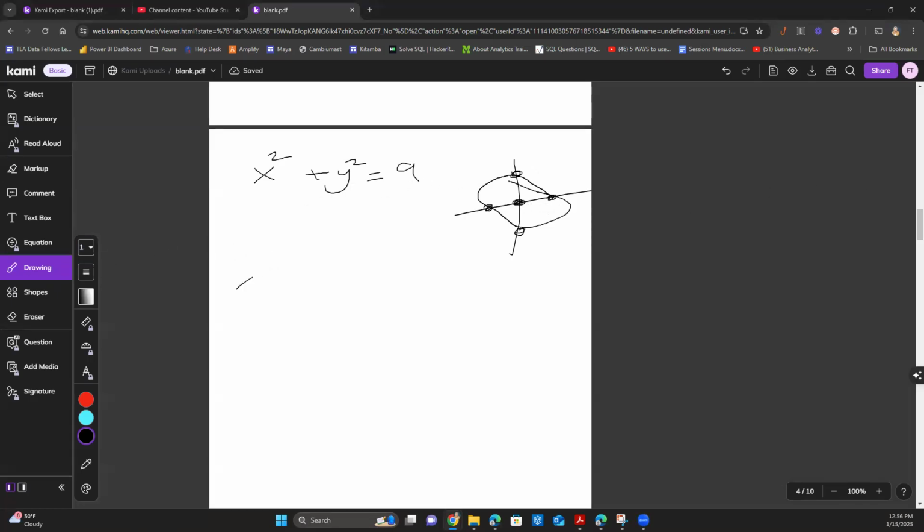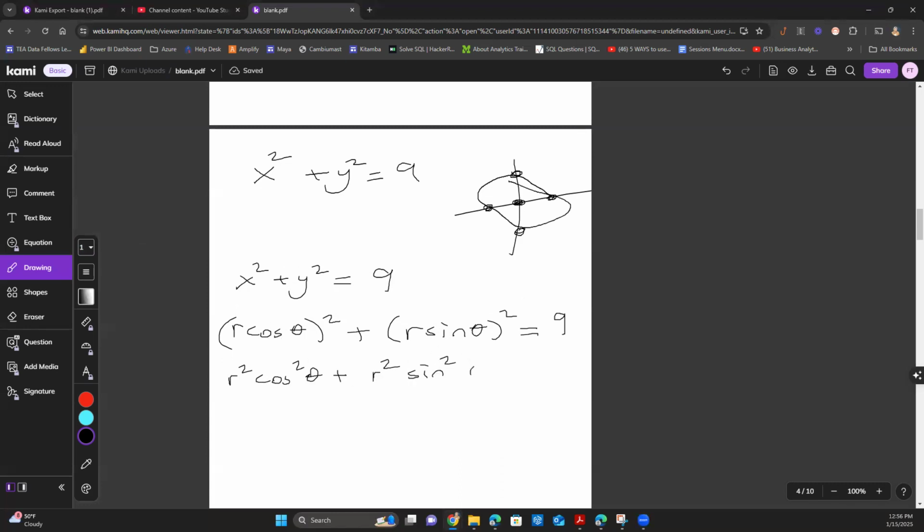But let's convert x squared plus y squared equals 9 to the polar system. For polar system, x will be replaced with r times cos theta, and then we're going to square this. For y, I need to plug in r times sine theta, and I need to square this. And I'm going to make them equal to 9. When I square this, I get r squared cosine squared theta. This one is r squared sine squared theta. And then this is a 9.